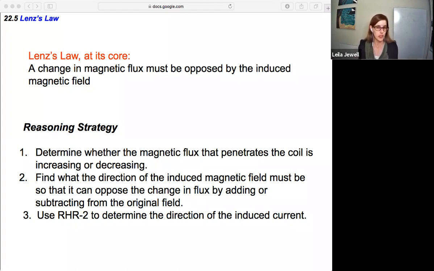Once we have the direction of the induced magnetic field in step 2, then we can go on to step 3. It says use right-hand rule number 2 to determine the direction of the induced current. Remember, right-hand rule number 2 was the one where we said that our thumb is the direction of the current, and then there's an induced magnetic field around any current. So the induced magnetic field comes from the fact that there's an induced current. Now that we have a sense of the steps in the reasoning strategy, let's try it out with an example.